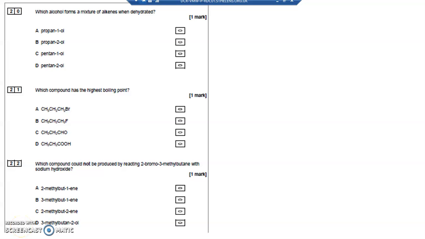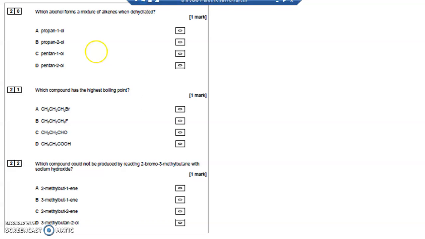Question 20. Which alcohol forms a mixture of alkenes when dehydrated? So what actually happens is when you dehydrate something using something like concentrated sulfuric acid, you remove an OH and you remove an H from a neighbouring carbon, from a carbon alongside the C-OH.